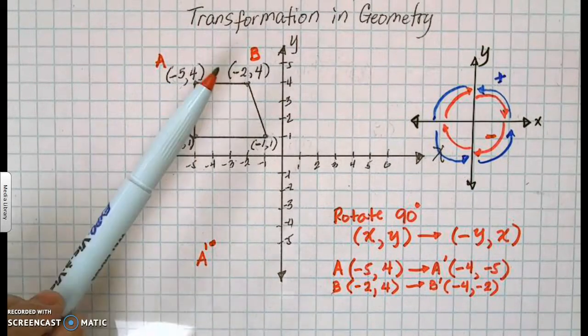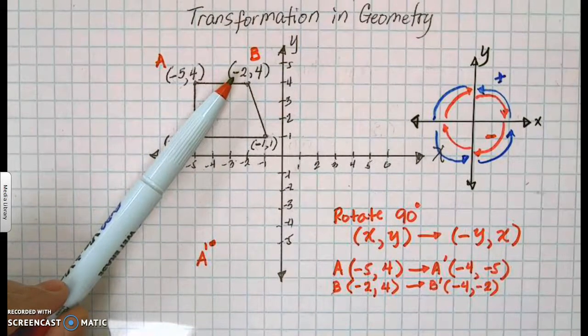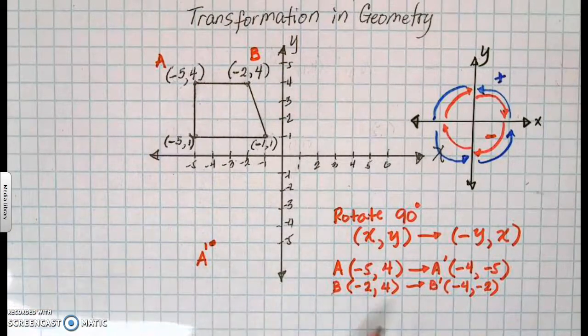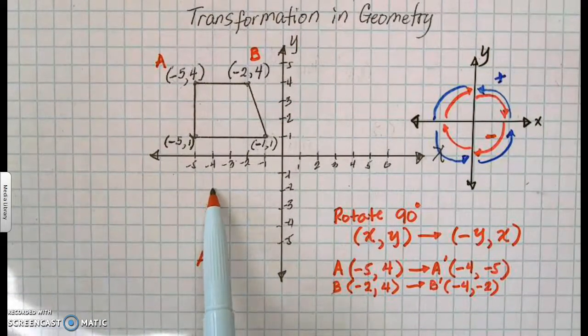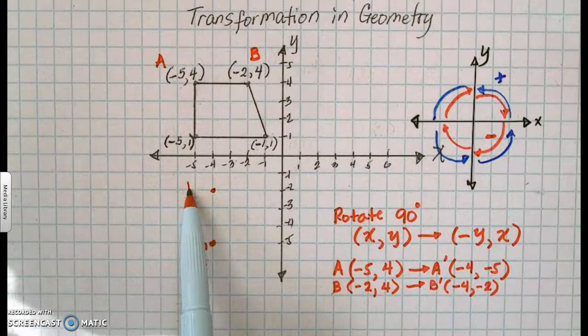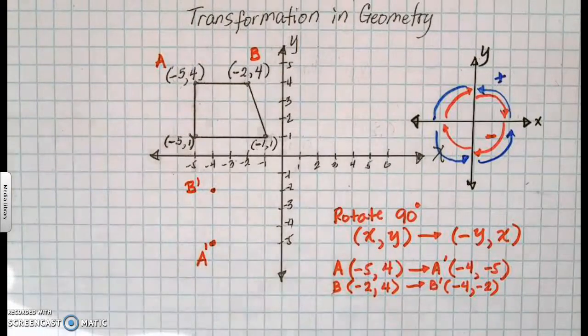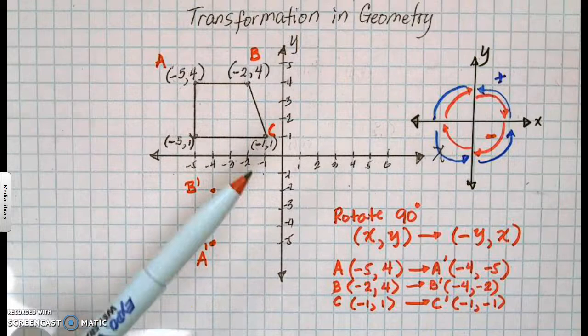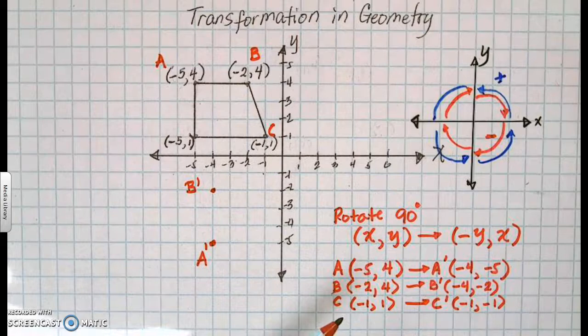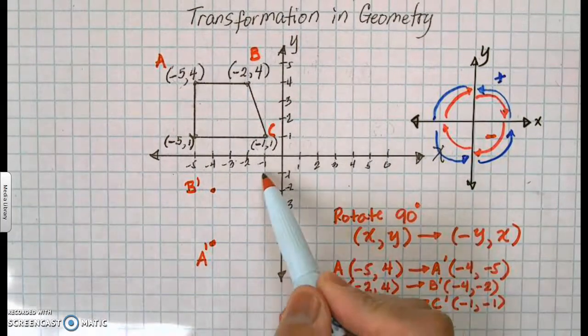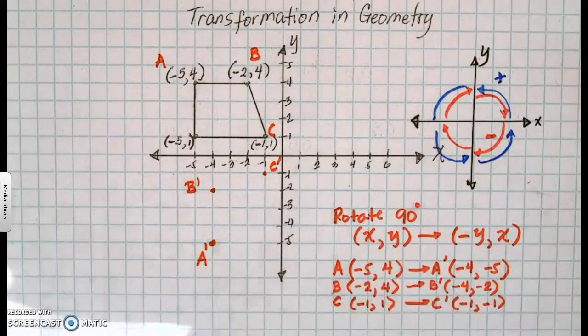Now let's go to B. B was (negative 2, 4) and will change into (negative 4, negative 2). And where is that? (Negative 4, negative 2) is going to be right here. This now is the location of our B prime. Let us now go to our C. Our C has coordinates of (negative 1, 1), and we'll turn to our C prime, which is (negative 1, negative 1), which is going to be here. This is now the location of our C prime.